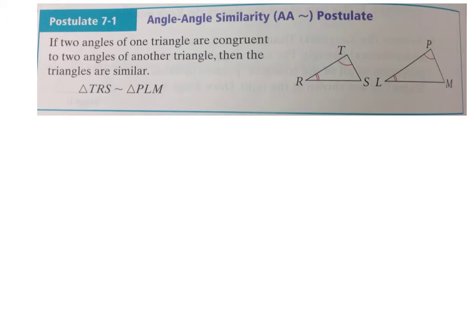Our first similarity postulate is the angle-angle similarity, which states if two angles of one triangle are congruent to two angles of another triangle, then the triangles are similar. Now remember, as we learned in lesson 7.2, similar means all the angles are congruent and the sides are proportional. So if two angles are congruent, then you know your third pair of angles have to be congruent, and that will also mean all three pairs of sides are proportional.